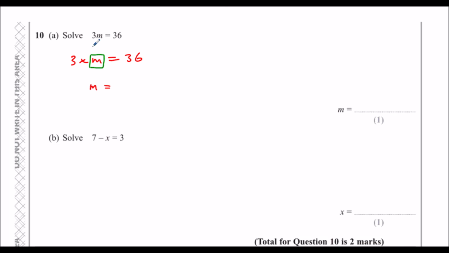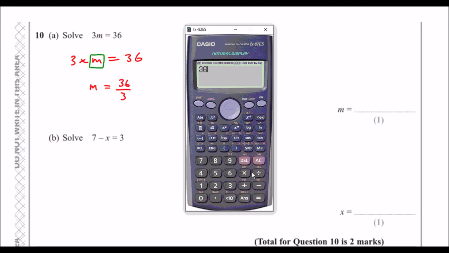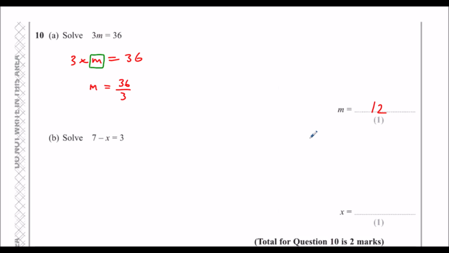So if I divide both sides by 3, I've only got 1m left. So 3m divided by 3 is just 1m. And 36 divided by 3, we can do on the calculator. And that's 12. So m is 12. Part B, solve again. So again, finding the missing number. 7 minus x equals 3. So 7 minus something equals 3. It's probably easiest to just say 7 minus what number equals 3, and that's 4. 7 minus 4 is 3.